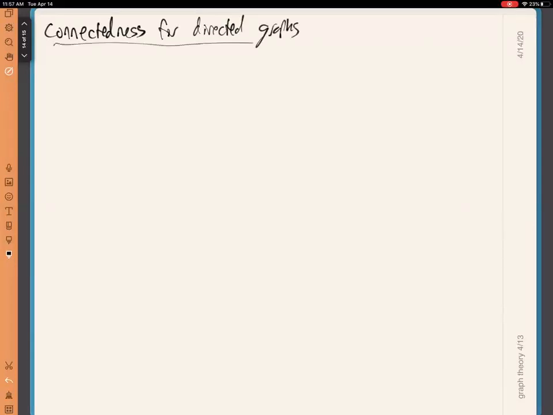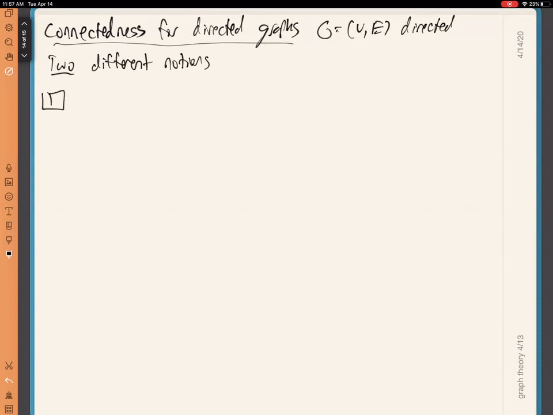Well, you have to be a little careful because you want the notion of connectedness here to take into account the directions of the graph. So let's suppose we have a directed graph. There are two different notions of connectivity in this case. The first is a direct modification of the previous definition. G is said to be, in this case, strongly connected.